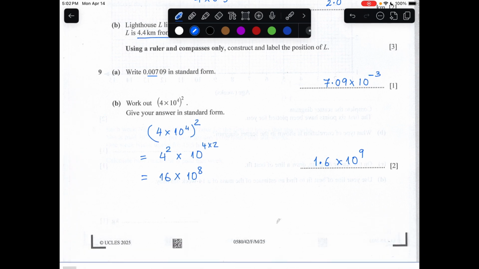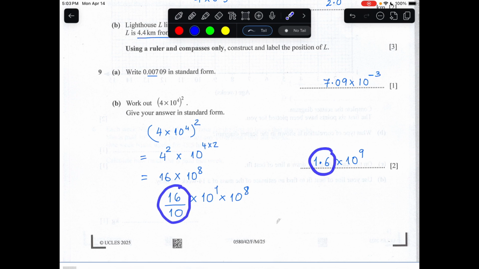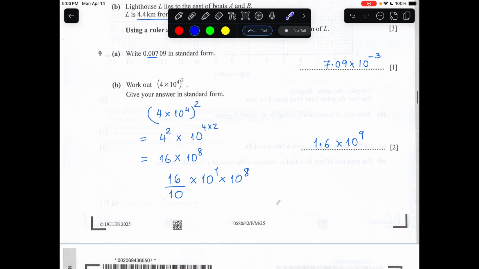Many students get confused. Should I write 1.6 times 10 to the power of 8 or 10 to the power of 9? The simple reason is you need to divide by 10 because you want 1.6. So if you divide by 10, you should also multiply by 10 to cancel that out. 16 divided by 10 gives me 1.6, and 10 to the power of 1 times 10 to the power of 8 gives me 10 to the power of 9. That was question number 9.